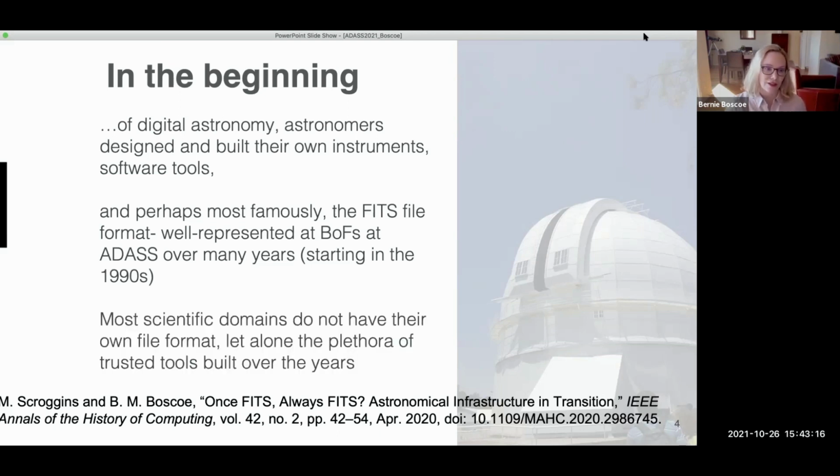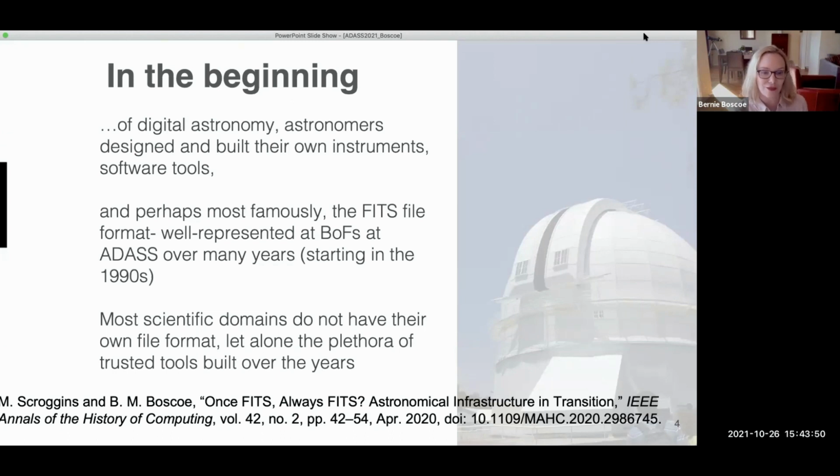And so I will point this out as one who studies other scientific domains. Most scientific domains do not have their own file format, let alone the plethora of trusted tools built over the years. As you would know, IRAF, FITS, systems like IDL and languages like Fortran used in the process of building these. And so I always tell astronomers they're very spoiled by having this digital infrastructure to use.